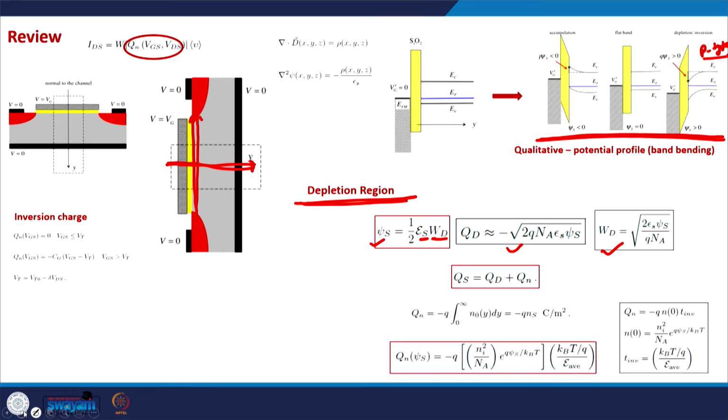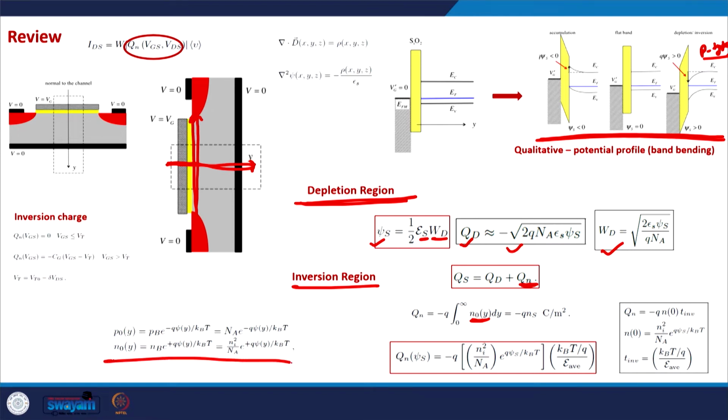And in the last class we saw that in the inversion region, in addition to the depletion charge, there is also this mobile charge, also known as the inversion charge. The inversion charge is calculated by integrating the electron density in the semiconductor along the y direction. The electron density comes from the fundamental carrier statistics of the semiconductor, from this relationship. And finally this inversion charge can be represented in this expression, or in short be written like this.